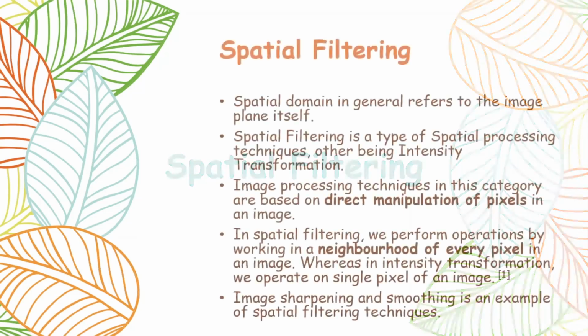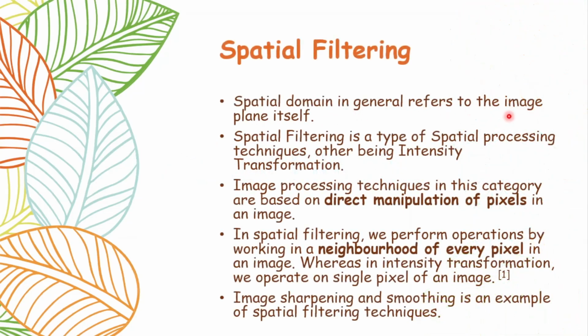Spatial filtering. Spatial domain in general refers to the image plane itself, which is the matrix that has pixel values of the image. For a grayscale image, this is a two-dimensional matrix, and for an RGB image, this is three-dimensional. Spatial filtering is a type of spatial processing technique, the other being intensity transformation. Image processing techniques in this category are based on direct manipulation of the pixels in an image. In spatial filtering, we perform operations by working in the neighborhood of every pixel in an image, whereas in intensity transformation, we operate on a single pixel of an image. Some examples of spatial filtering techniques are image sharpening and smoothing.